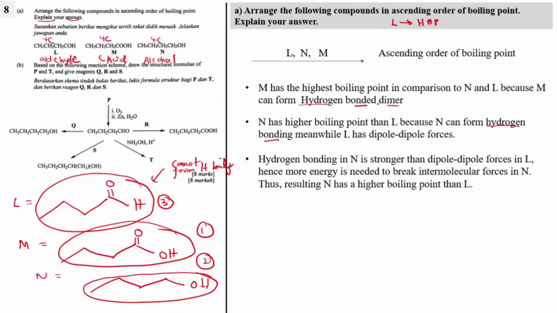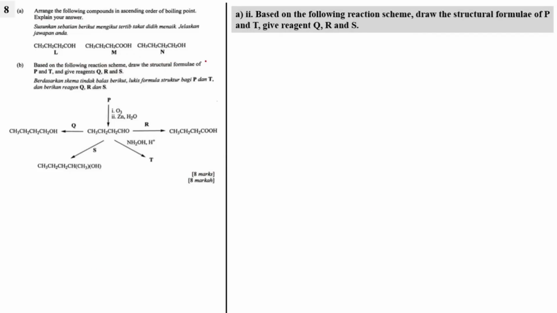So in terms of marking, the arrangement here will have 1 mark. The hydrogen bonded dimer and the comparison will have 1 mark. And these two things together will carry another mark here. Okay, so there are going to be 3 marks for 8A. And then for question 8B, based on the following reaction scheme, we need to draw the structural formulae of P and T and give reagents Q, R, and S.